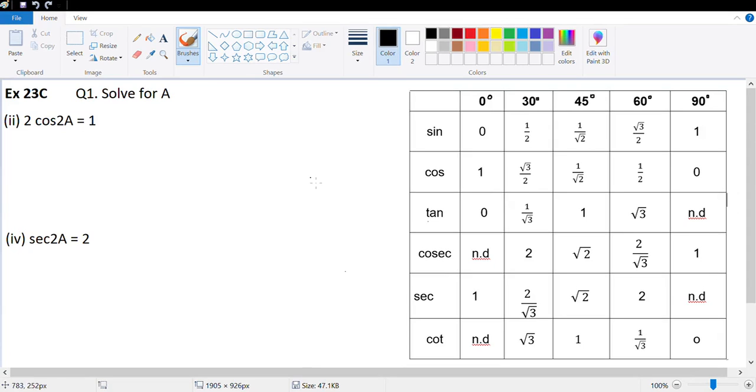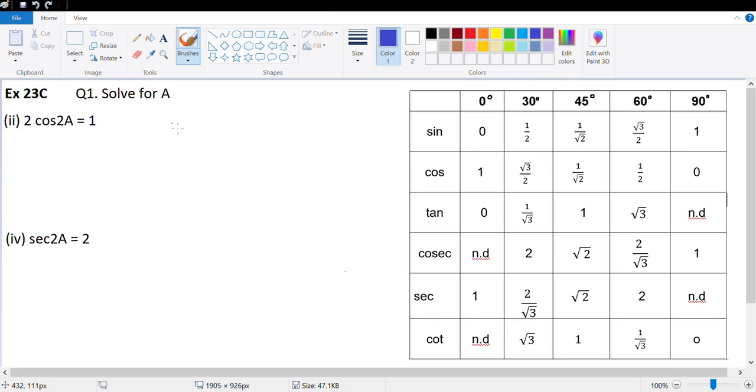Hi guys, let's start the next exercise, exercise 23C. So exercise 23C involves solving trigonometrical equations. Again, I hope you notice the table on the right hand side. Let me just quickly revise how to create the table.